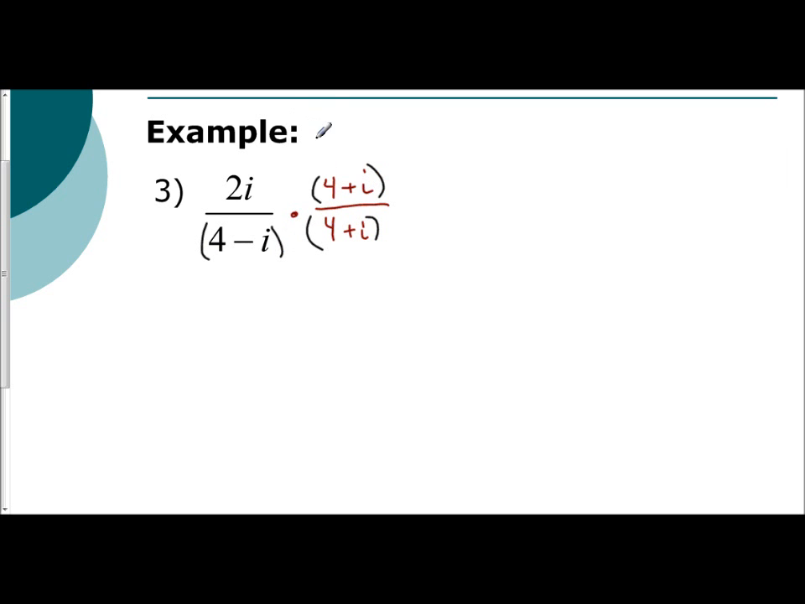Now the top, you just distribute. 2i and 4 is 8i. 2i and i is 2i squared. So I have 8i plus 2i squared.